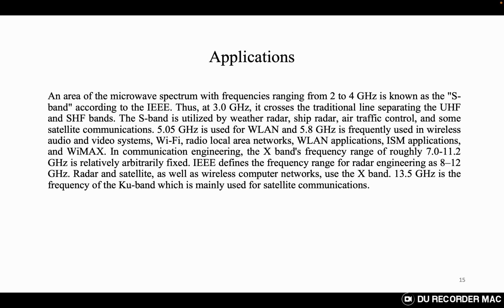These are the applications and area of the microstrip antenna. The spectrum with frequencies ranging from 2 to 4 GHz is known as the S band according to the IEEE. Thus, at 3 GHz, it crosses the traditional line separating the UHF and SHF bands. The S band is utilized by weather radar, ship radar, air traffic control, and some satellite communications.